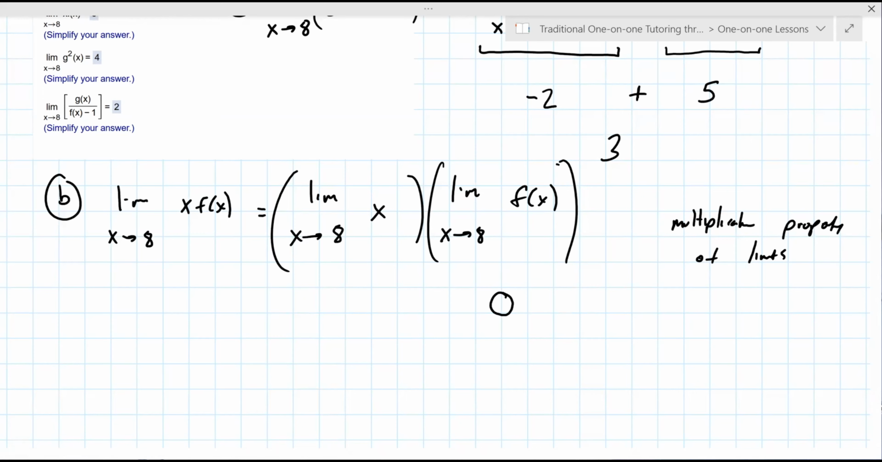So from here, you could figure out this one. This one on the left is 8 because you're taking 8 and putting it in for x. Right. So it's 8 times 0.